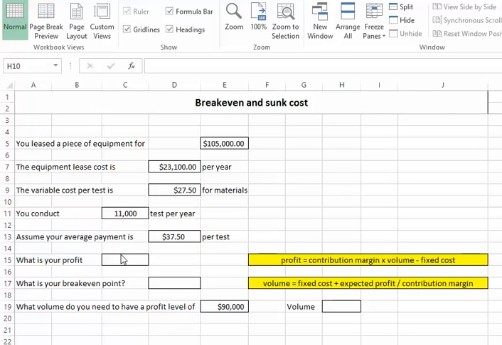So we're going to ask a couple questions. The first is, what is our profit? The next is, what is our break-even point? And ultimately, what do we need to do to get a profit of $90,000?